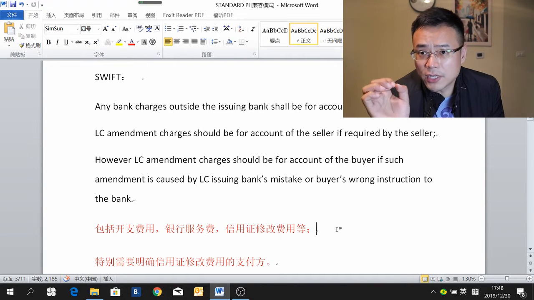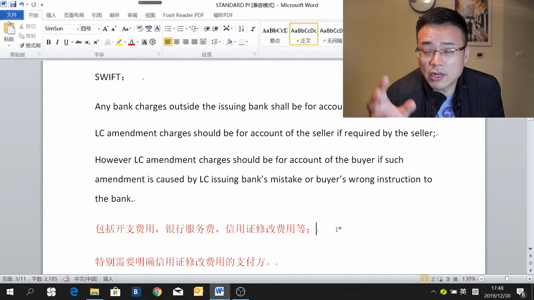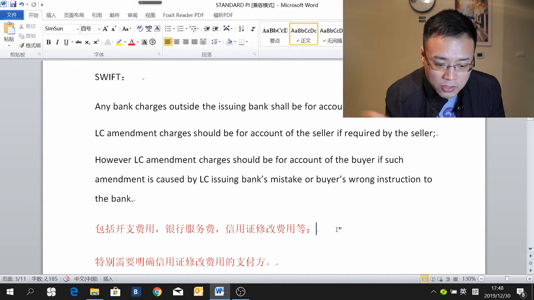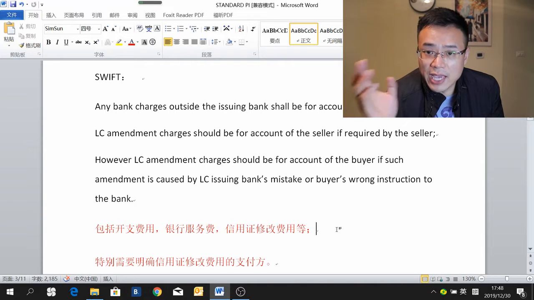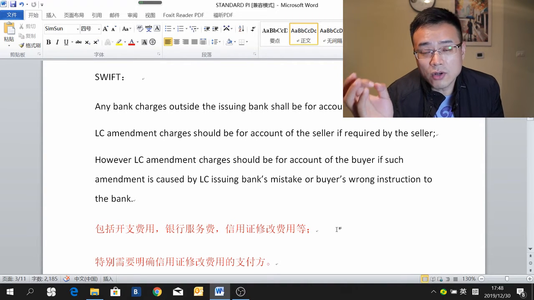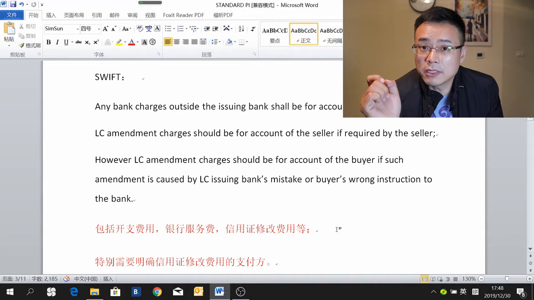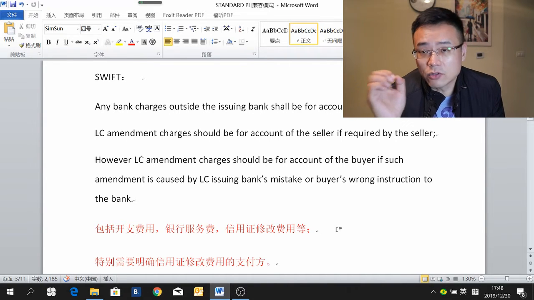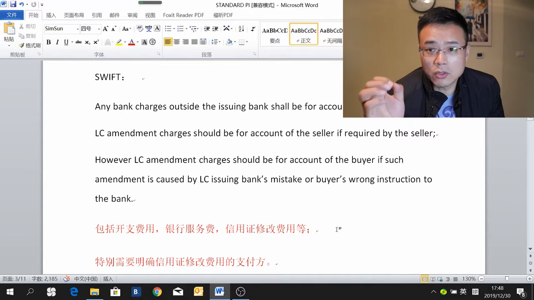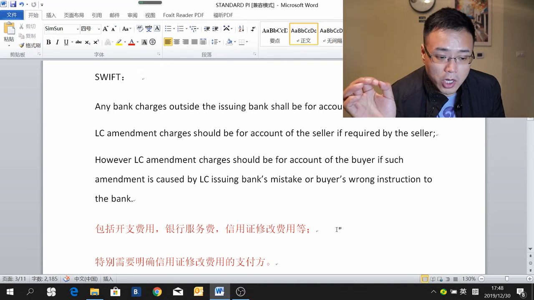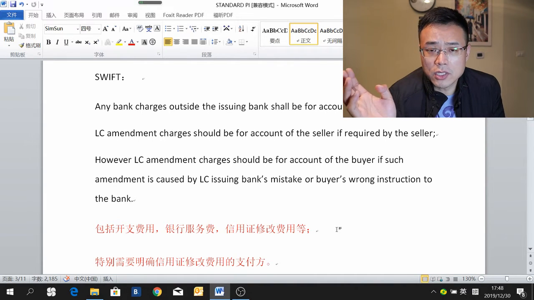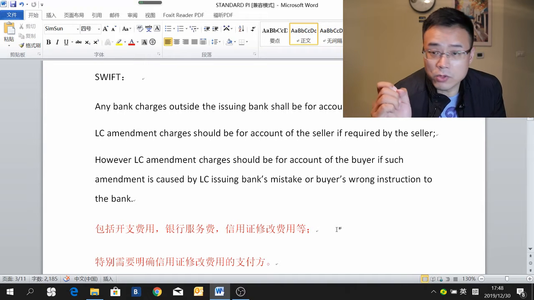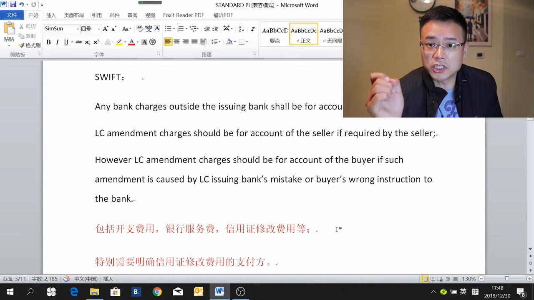So we have to mention very clearly in the contract. Otherwise, later on, it's really hard to tell who should pay for that. And in reality, our clients always try to avoid paying any LC amendment charge. No matter how many points, the bank will charge like $90 or $120. Some banks will even charge $180. It's not cheap.